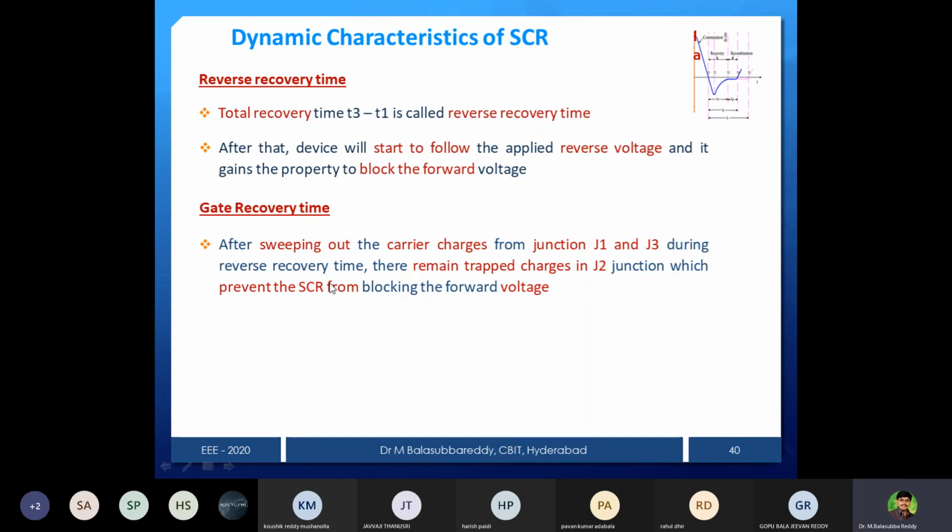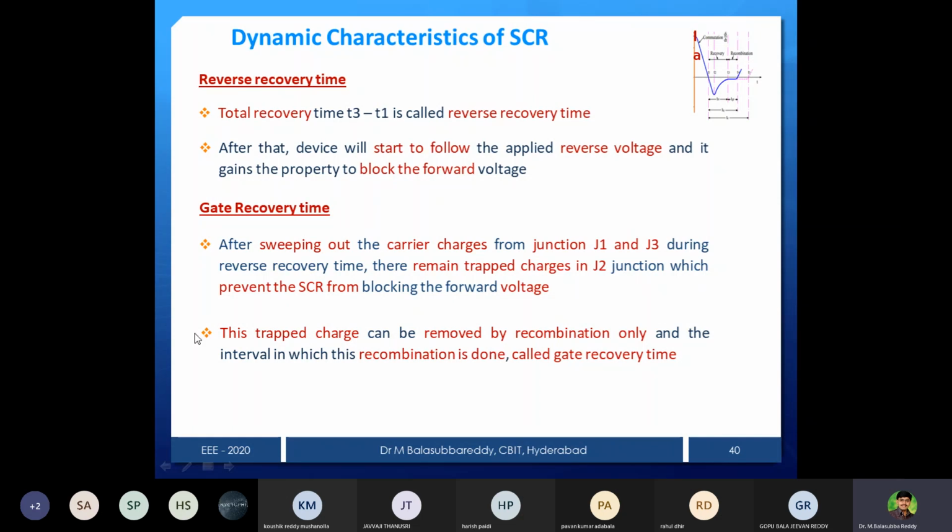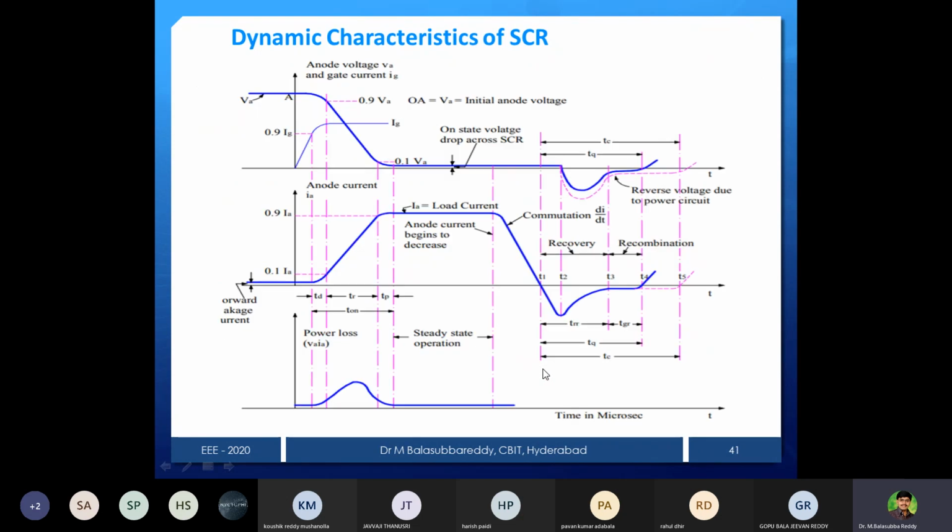J2, during the reverse recovery time, the remaining charge particles at junction J2 prevent the SCR from blocking forward voltage. If there are still charge particles, it is unable to block. But if you remove the inner junction charge particles also, then it is going to block. They are removed only by recombination, because it is the inner layer, so only the recombination process can do it. The recombination is done, that is called the gate recovery time.